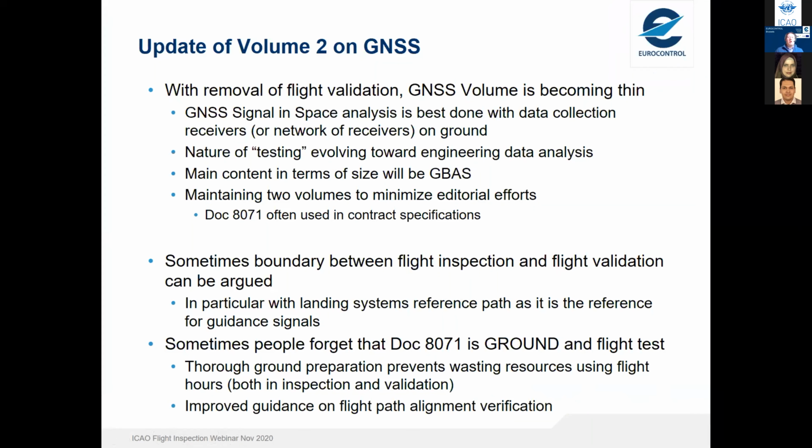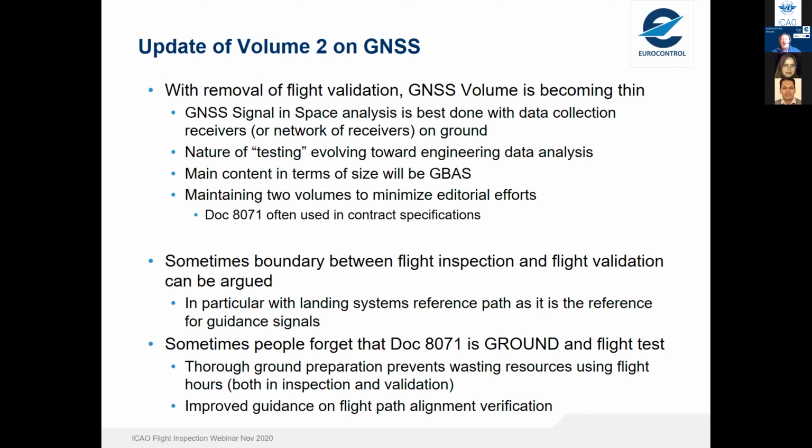On volume 2, with the removal of flight validation, actually the GNSS volume is becoming very thin. In general, for GNSS, signal in space analysis is best done on the ground, with the receiver on the ground. And flying around really only gives you a spot check, because also the satellites in space fly around. So what you see at one moment in time is different from what you see the next moment in time.